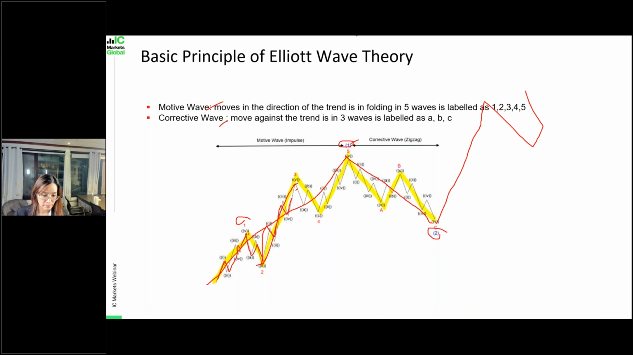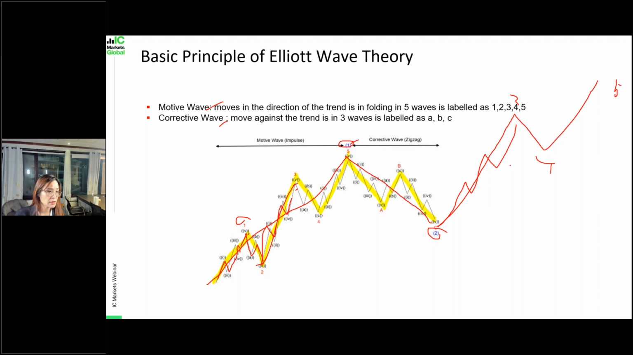Okay, let me try to delete here. Yeah, right. Wave 2, wave 3, wave 4, and continue to wave 5. And like wave 1, 2, here, 3 wave, 4, and 5, that will be like 1, 2, 3, 4, and 5, like this. Okay?